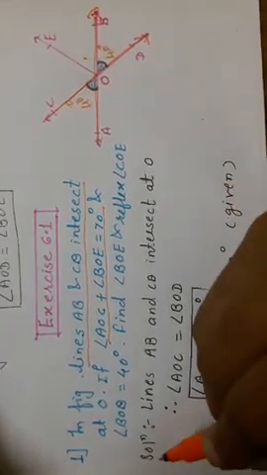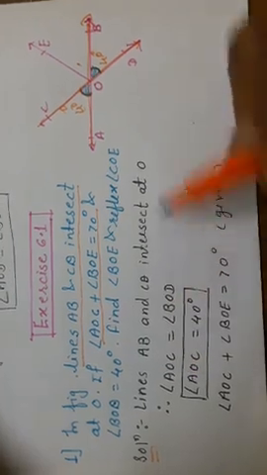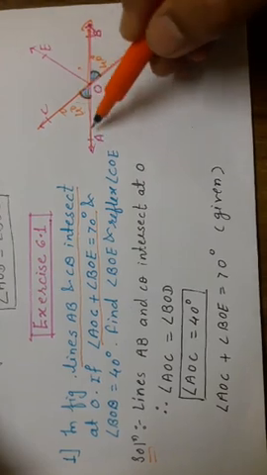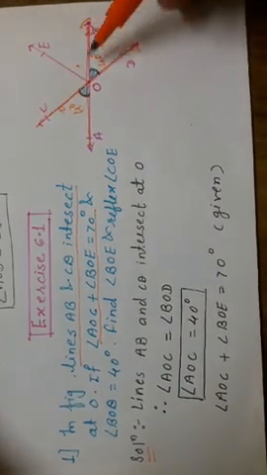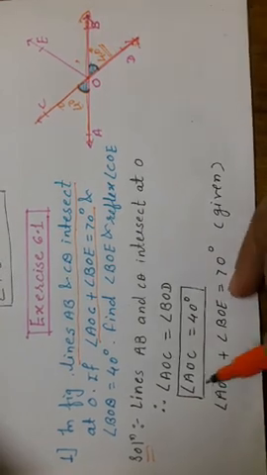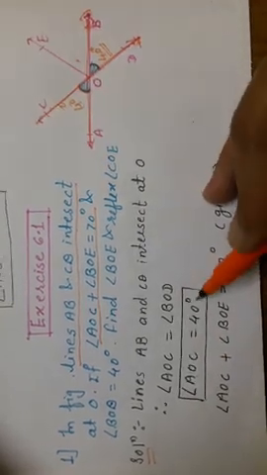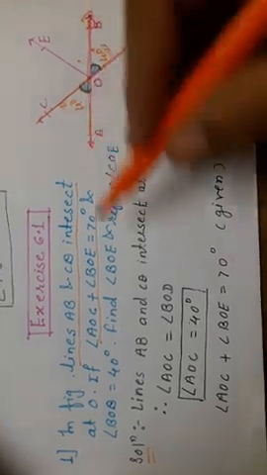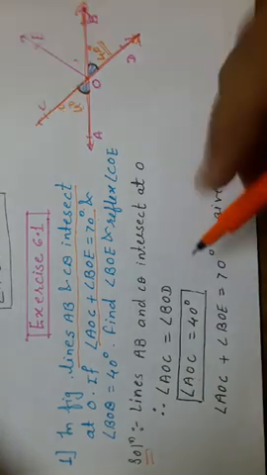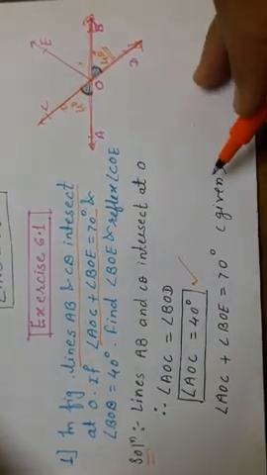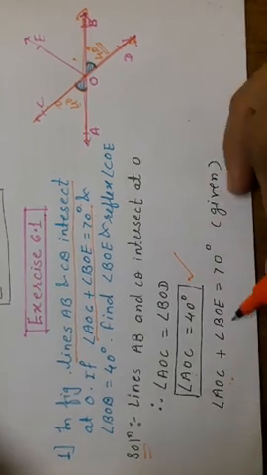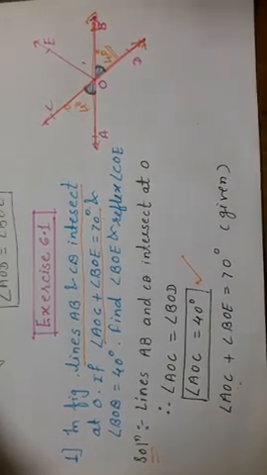So the solution we will see here. Lines AB and CD intersect at O, therefore angle AOC is equal to BOD. But BOD they have given as 40 degrees. So what is the value of AOC? It is 40 degrees. Next they have given AOC plus BOE is equal to 70 degrees. We just found AOC is 40 degrees. So can we put the 40 degrees in this equation to get BOE?